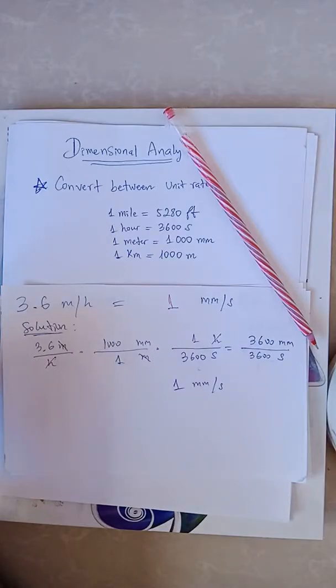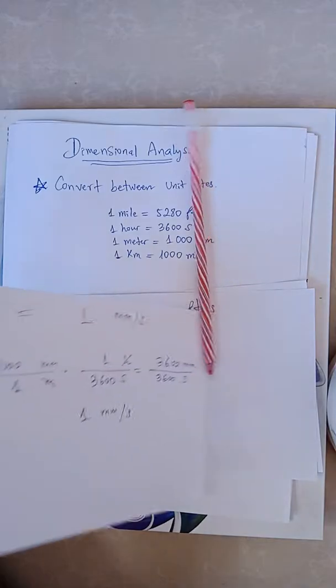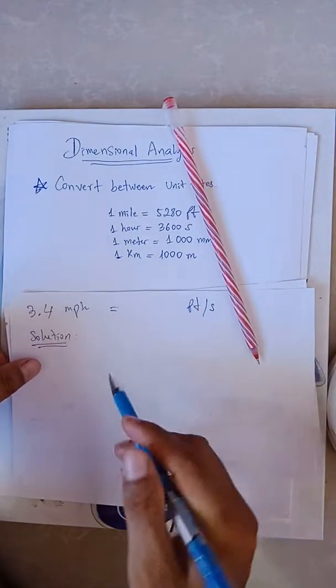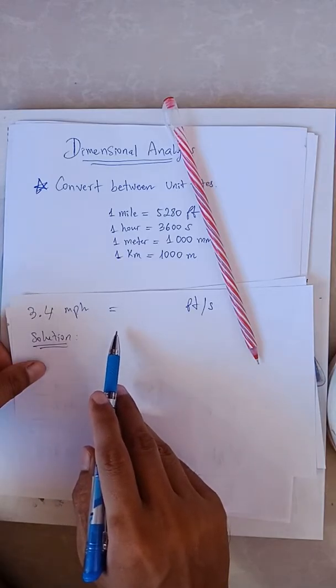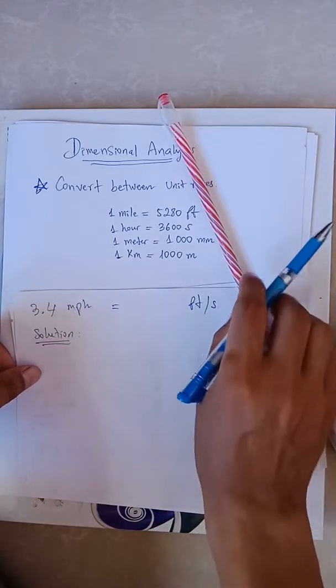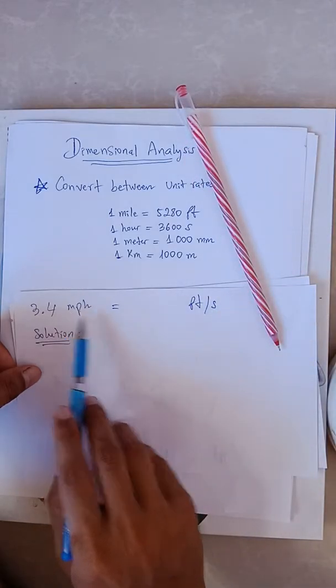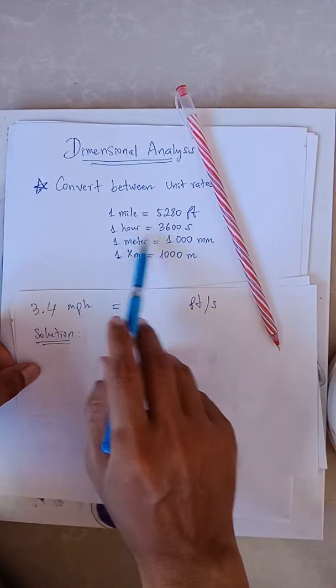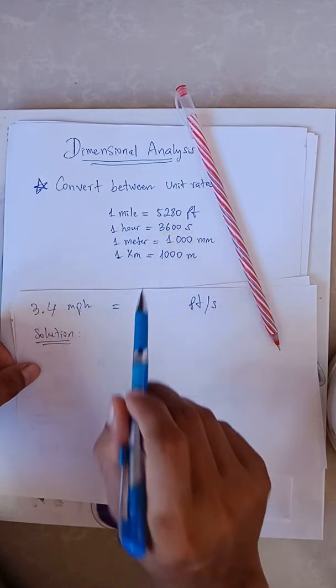Okay, let us proceed to our third example. We have 3.4 miles per hour. We need to convert this into feet per second. A relationship between miles and feet up here, and hour and second also here. So let's begin.